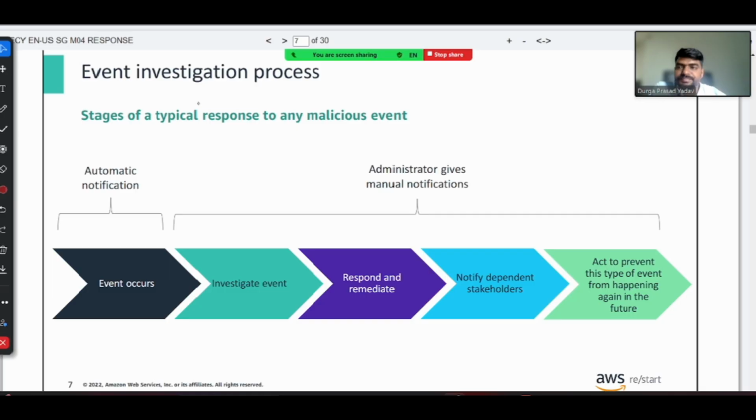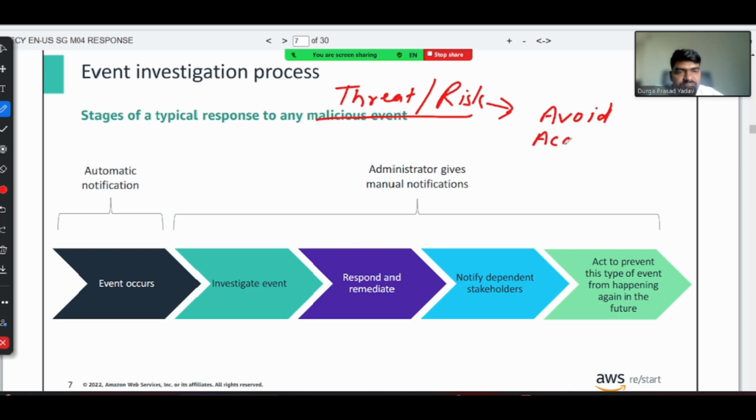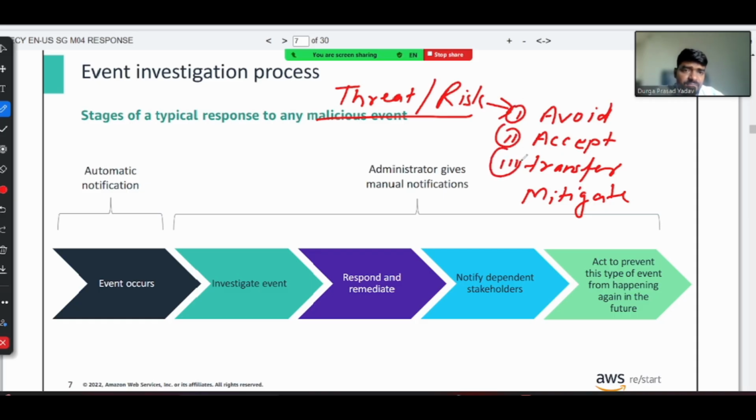So risk or threat, you can call it a threat or you can call it a risk. If the risk comes, then either you will avoid the risk, or you will accept the risk, or you will transfer the risk, or you will mitigate the risk. This is what we can do, guys. Am I right? We cannot do anything else except this, or can we do something else?